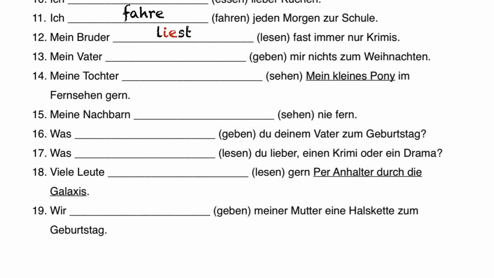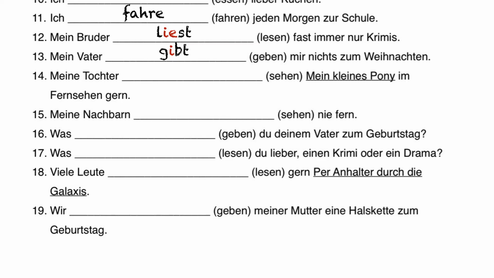Mein Vater, something, mir nichts zu Weihnachten. My father is not giving me anything for Christmas. Or my father is giving me nothing for Christmas. 'Cause I ain't been nothing but bad. So we need the er/sie/es form here again, so we say gibt. Mein Vater gibt mir nichts zu Weihnachten.